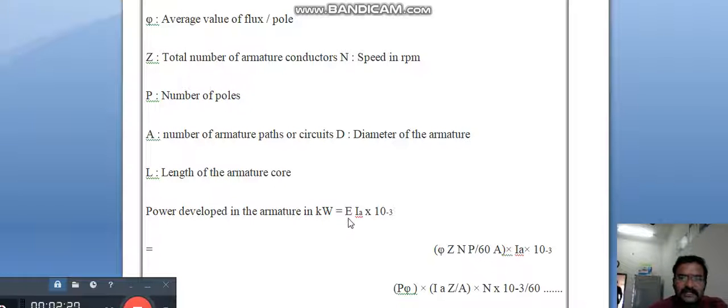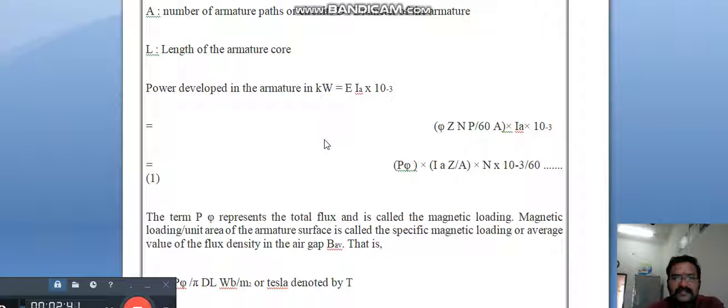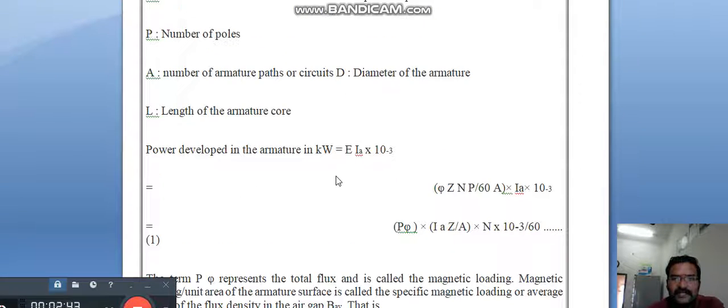Power developed is normally expressed in terms of kilowatts. So P is equal to EI or VI. Here we are writing E instead of V, so P is E IA into 10 to the power of minus 3. For the same equation, the E value we can write as phi Z N P by 60 A. Instead of E, we substitute the value of phi Z N P by 60 A, and we substitute the value of IA, into 10 to the power of minus 3.